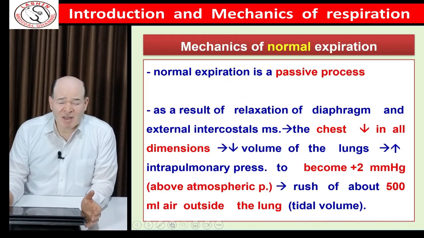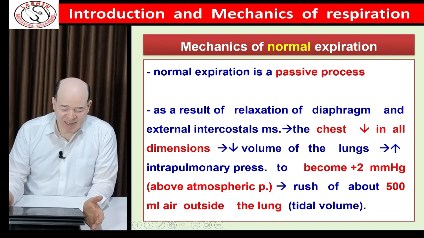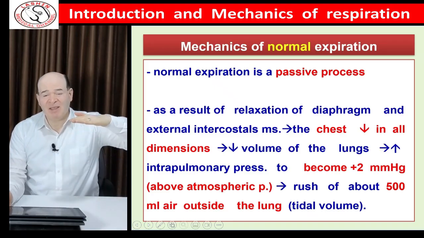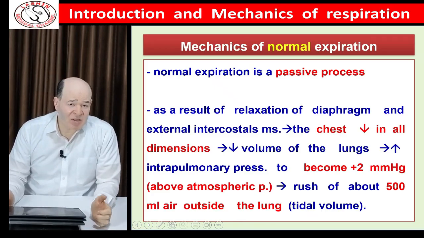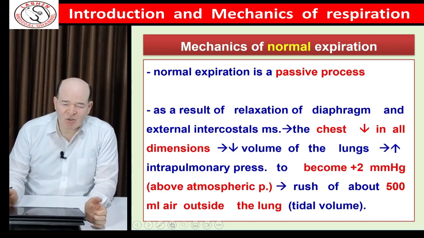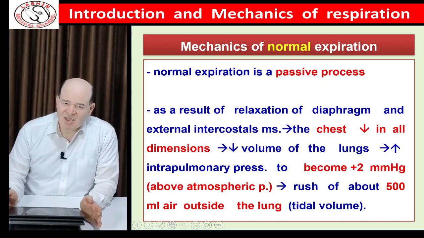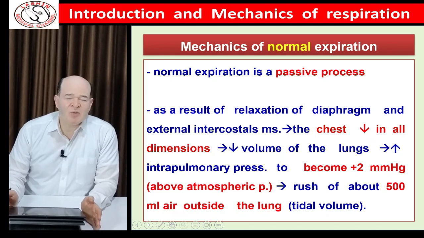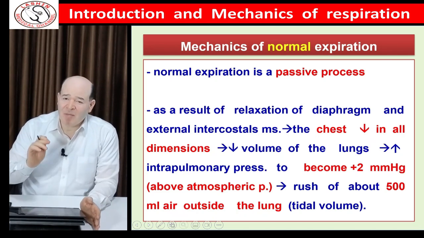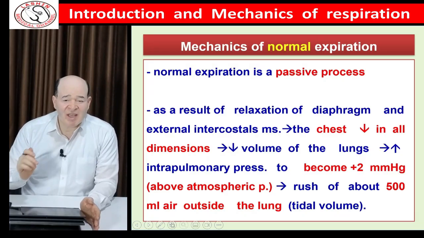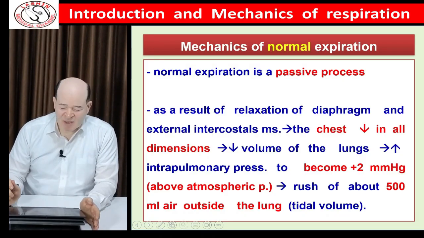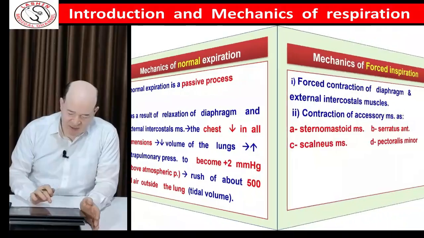Normal expiration is a passive process that does not need contraction of any muscle. The inspiratory muscles just relax. When they relax, the chest decreases in all dimensions. Relaxation of the diaphragm decreases the vertical diameter, and relaxation of the external intercostal muscles decreases the transverse and anteroposterior diameters. The chest decreases in all dimensions, so the pressure inside increases about 2 mm mercury above the atmospheric. So air rushes outside, which is the process of normal expiration.